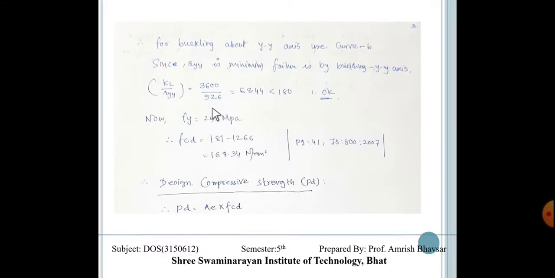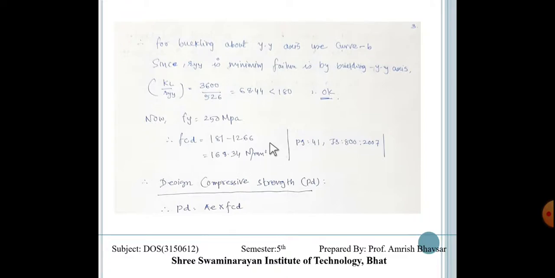Now KL upon R is equal to 68.44, which is less than 180, that's why it is okay. Now from this KL upon R we will get the FCD for class B, which is given on page number 41. So FCD is equal to 168.34.